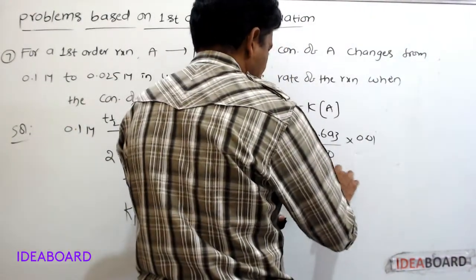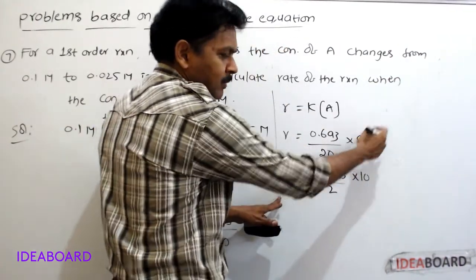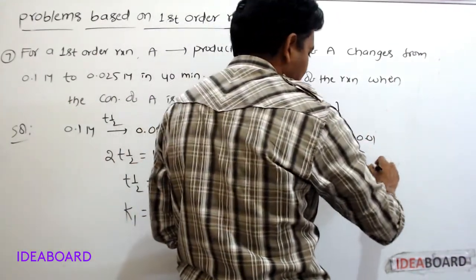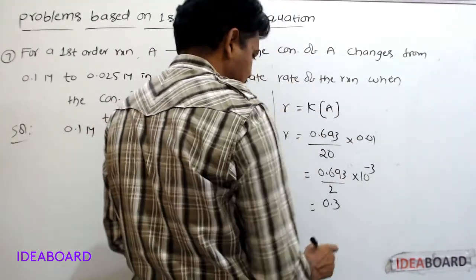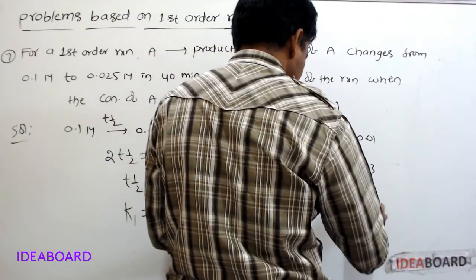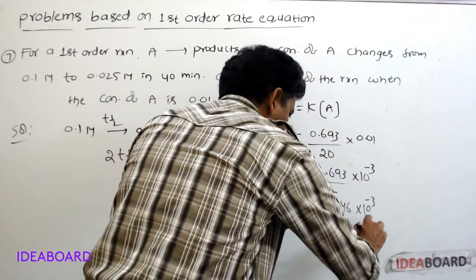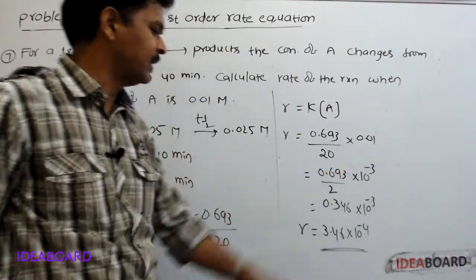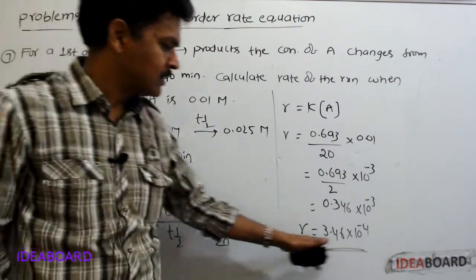So it becomes 0.693 by 2, into 10 power minus 2, and here one 10 is there, so it becomes 10 power minus 3. This I am writing: 0.693 by 2 is 0.3465, so 0.346 into 10 power minus 3 is equal to 3.46 into 10 power minus 4. So rate is 3.46 into 10 power minus 4 moles per liter per minute. This is the rate of reaction.